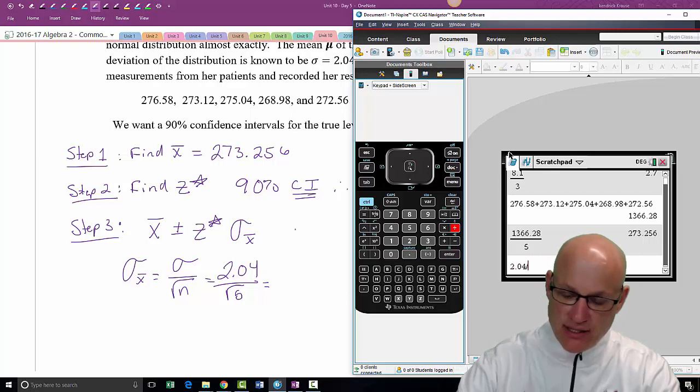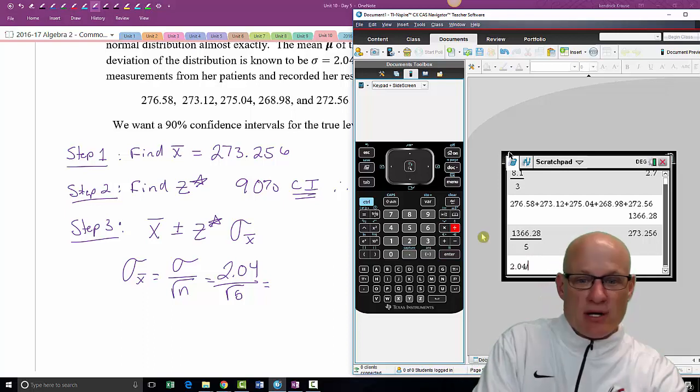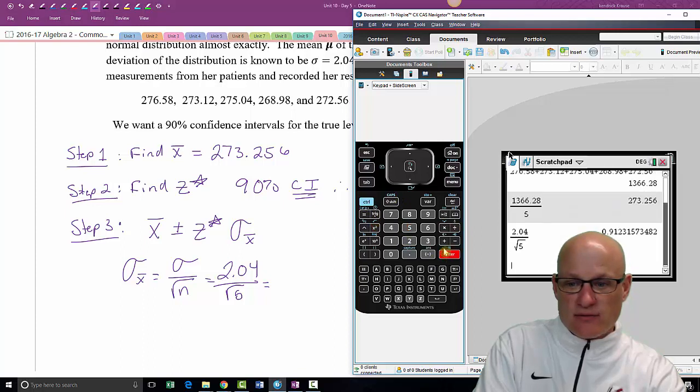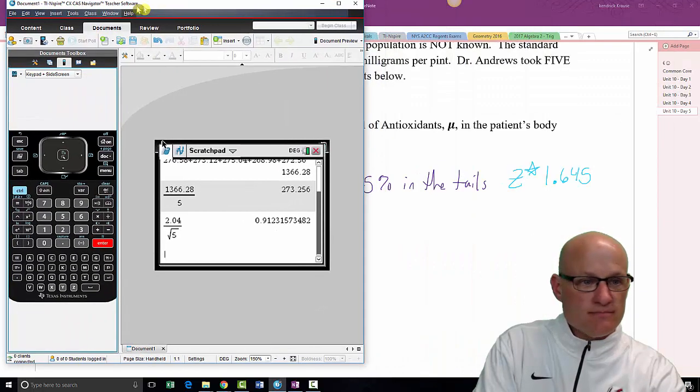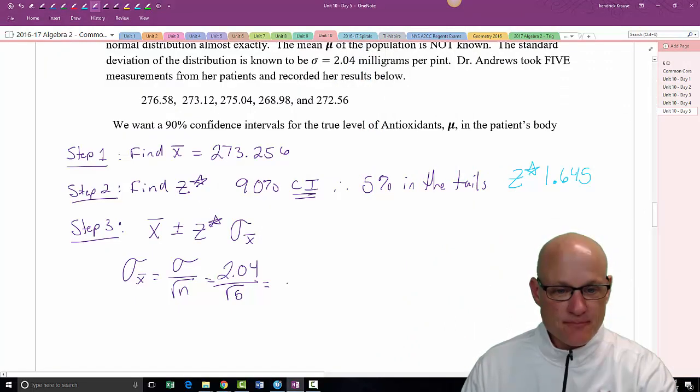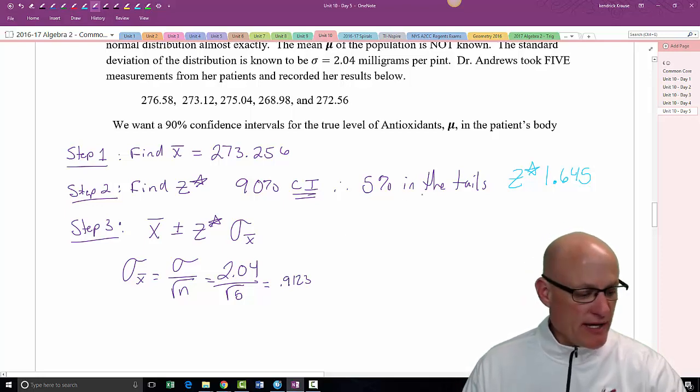2.04 divided by, oh, you guys can't see those numbers. They're right behind my head. The square root of 5. So that would be 0.9123. Probably close enough. All right, so what's my interval going to be?